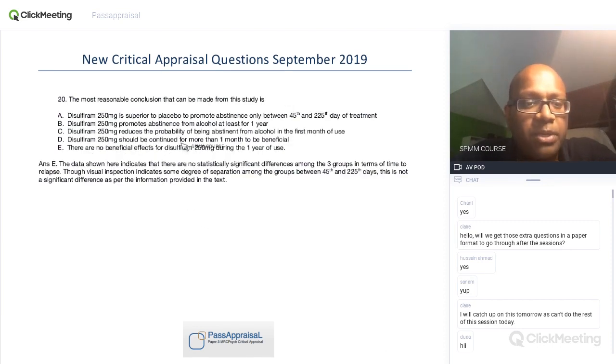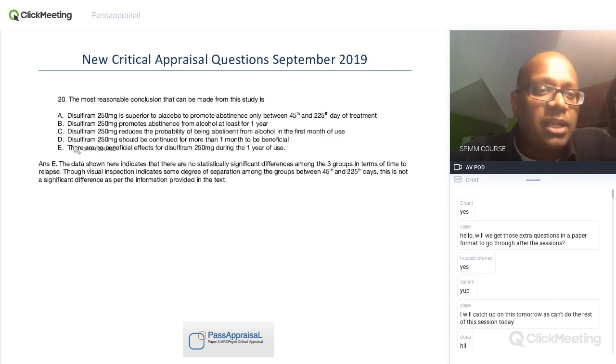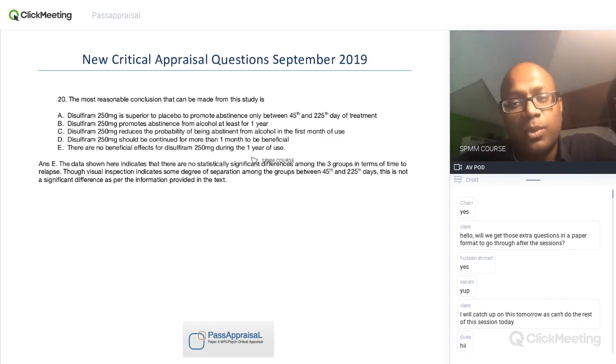Disulfiram 250 milligram should be continued for more than 1 month to be beneficial. See, none of these kind of recommendations can be made on the basis of this observation. So, this is like some sort of clinical decision recommendation. You cannot make that based on this observation. In fact, whether you continue for 1 month or 2 months or 3 months or 1 year, it doesn't seem to matter for disulfiram. It's just performing very poorly in this particular study. There are no beneficial effects for disulfiram during the 1 year of use is probably the most reasonable conclusion you can come to. Okay, so the answer is E for this question.